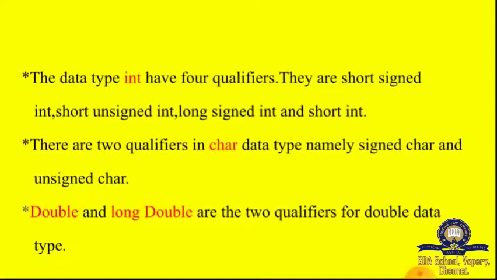The data type int has four qualifiers. They are short signed int, short unsigned int, long signed int and long unsigned int. Int is nothing but integer. There are two qualifiers in character data type, namely signed character and unsigned character. Double and long double are the two qualifiers for the double data type.